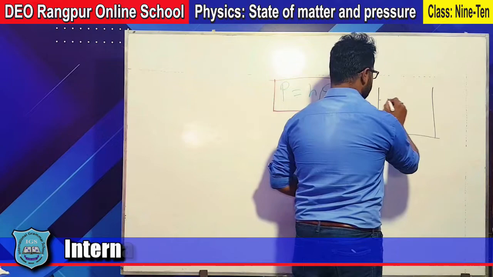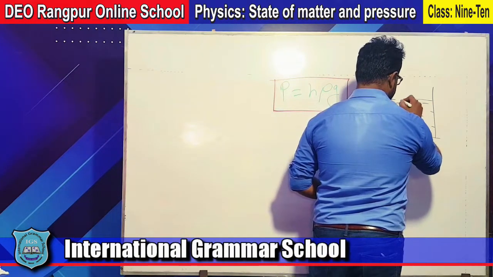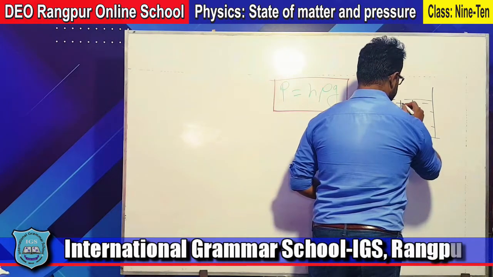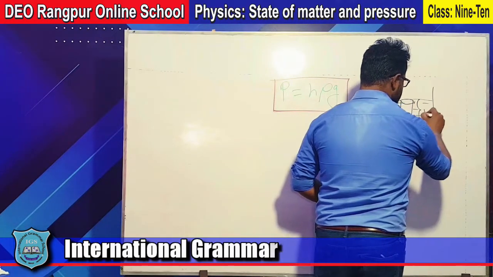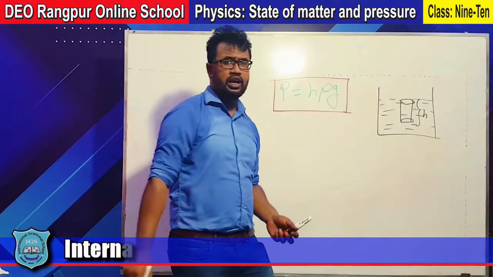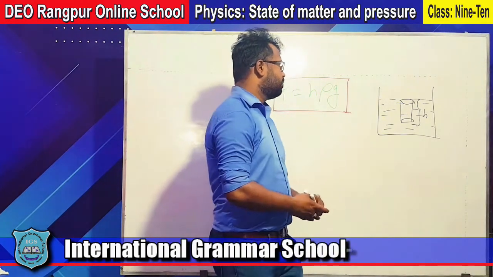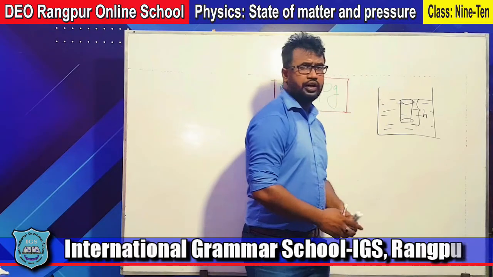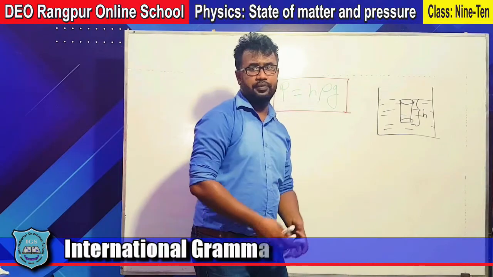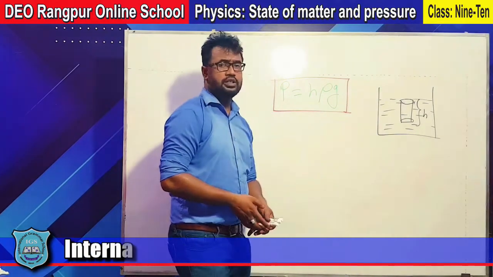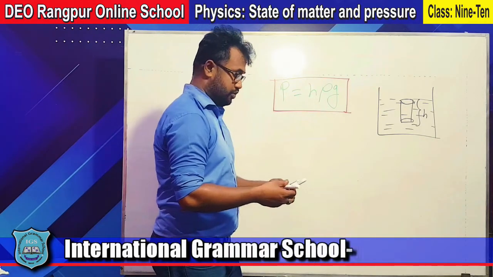Suppose there's a beaker totally filled up with water, and here's a cylinder. The height of this cylinder equals H, and the pressure is applying on that cylinder. We will find out the amount of the pressure here. How will we do that, and how can we prove the equation P equals H rho G?